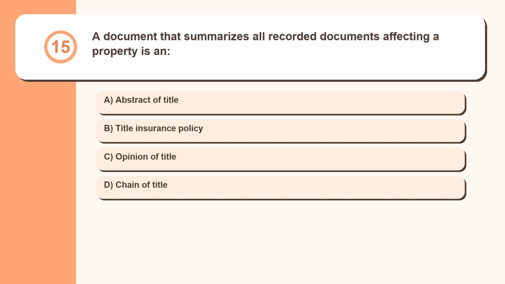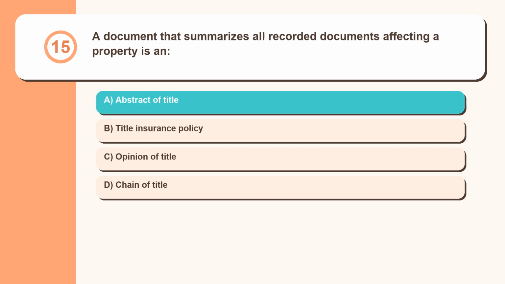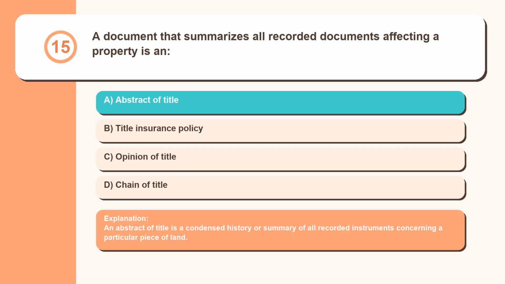Question 15. A document that summarizes all recorded documents affecting a property is an: abstract of title, title insurance policy, opinion of title, chain of title? An abstract of title is a condensed history or summary of all recorded instruments concerning a particular piece of land.